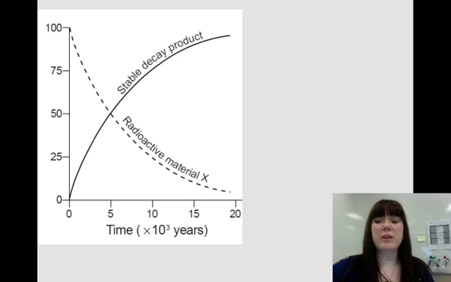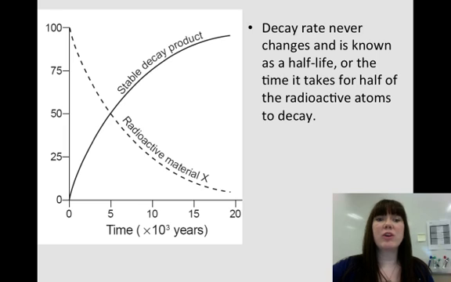Here's a common graph that you'll see when talking about radioactive decay. What this shows us is what's called a half-life. The solid line here is the decay product, and the dotted line is what you start with, the radioactive material. On the x-axis we have time, and on the y-axis we have percentage. At 0, when the rock is born, as soon as it starts to cool off and form an igneous rock, it's going to have 100% of that unstable radioactive element.